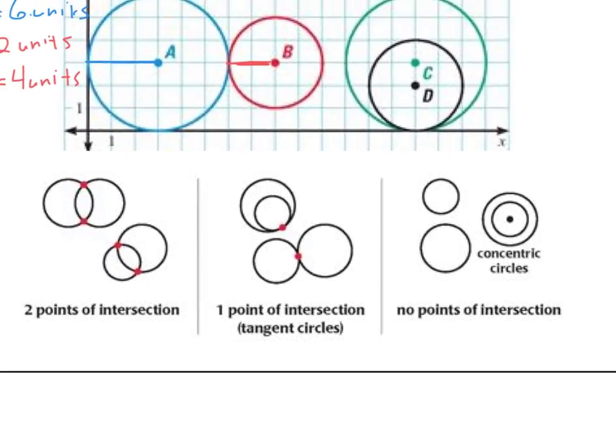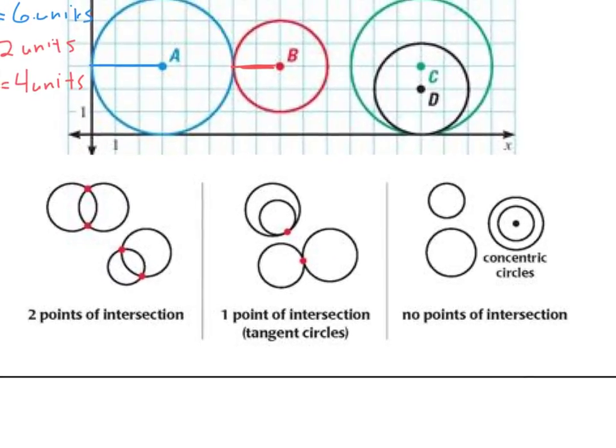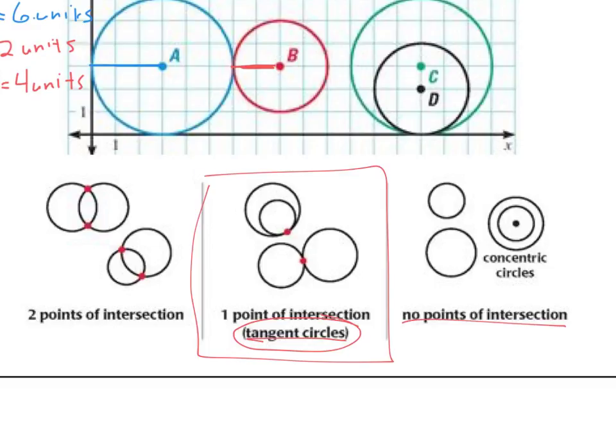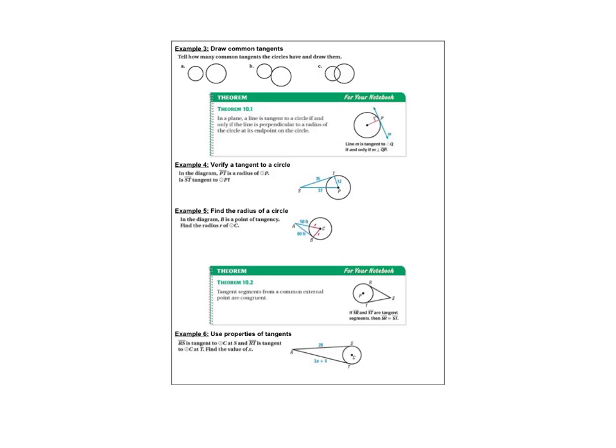Alright, so this is just kind of a little informational graph here. Just showing you that when you have 2 intersecting circles, they have 2 points of intersection. This is kind of the one we're going to deal with, and that's 1 point of intersection. They're called tangent circles. And then you have no points of intersection that look like that. Okay, so our main focus is going to be here and trying to find tangent lines to both circles.